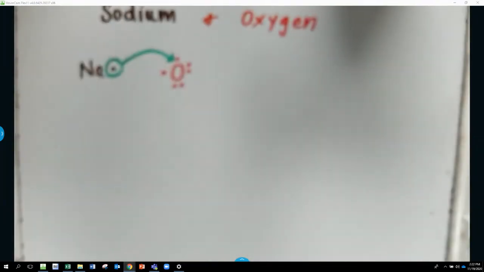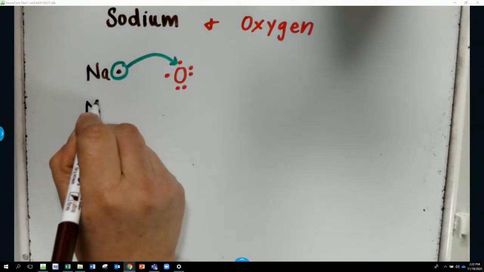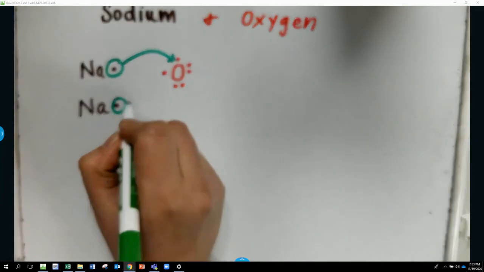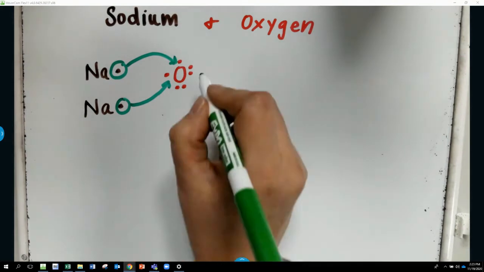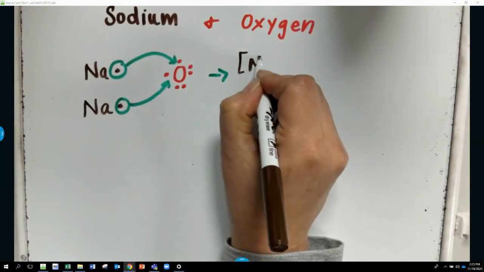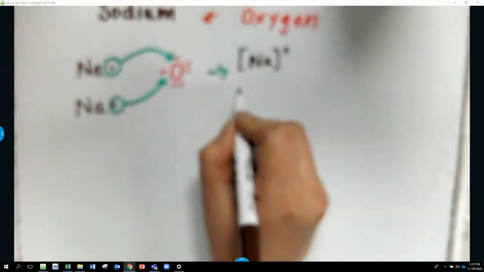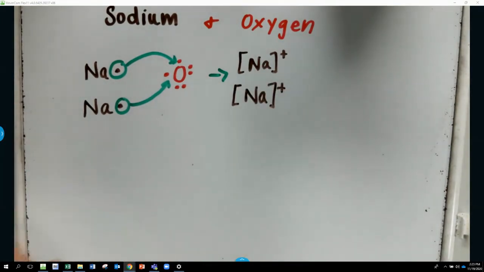But now we're out of electrons to donate for sodium. So we're just going to add another sodium because we still need another electron. We still need another electron. So now this sodium is going to donate it right there. And when you do that, you end up with a sodium with a plus charge because we lost 1 electron. And another sodium with a plus charge because we lost 1 electron.